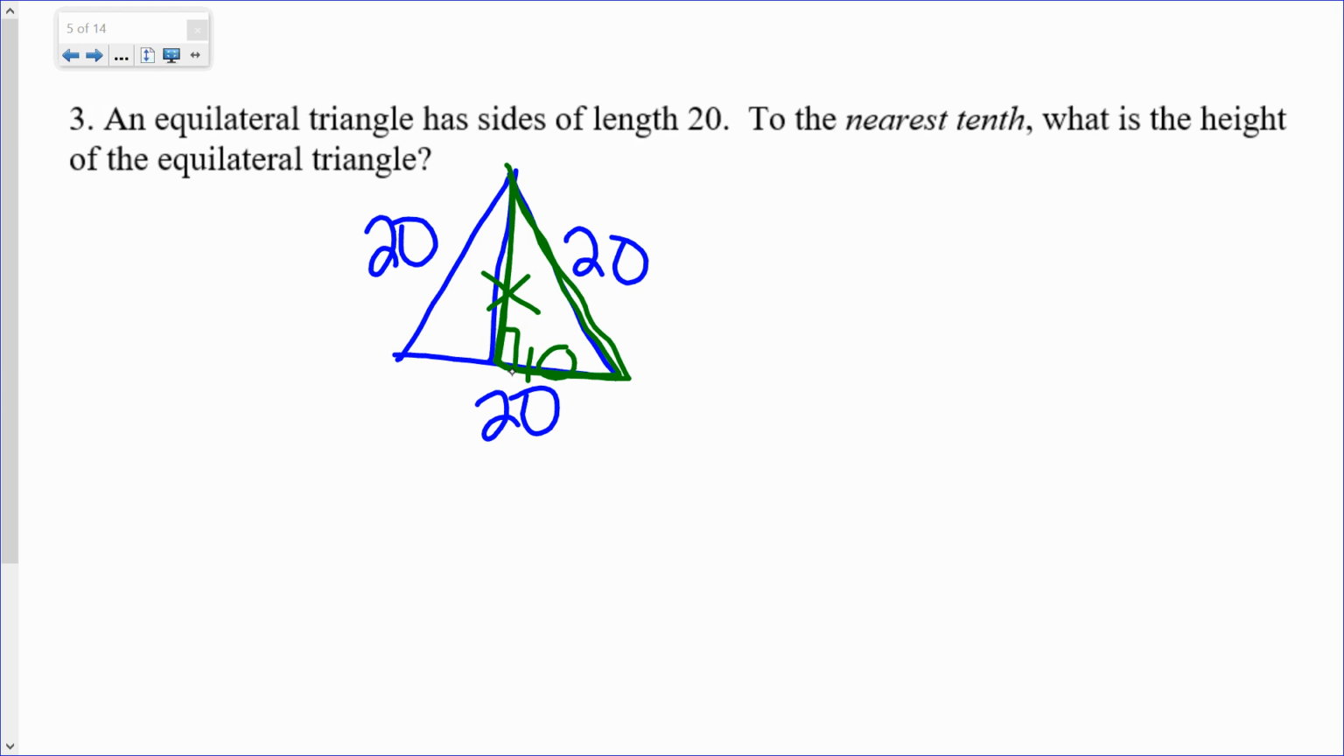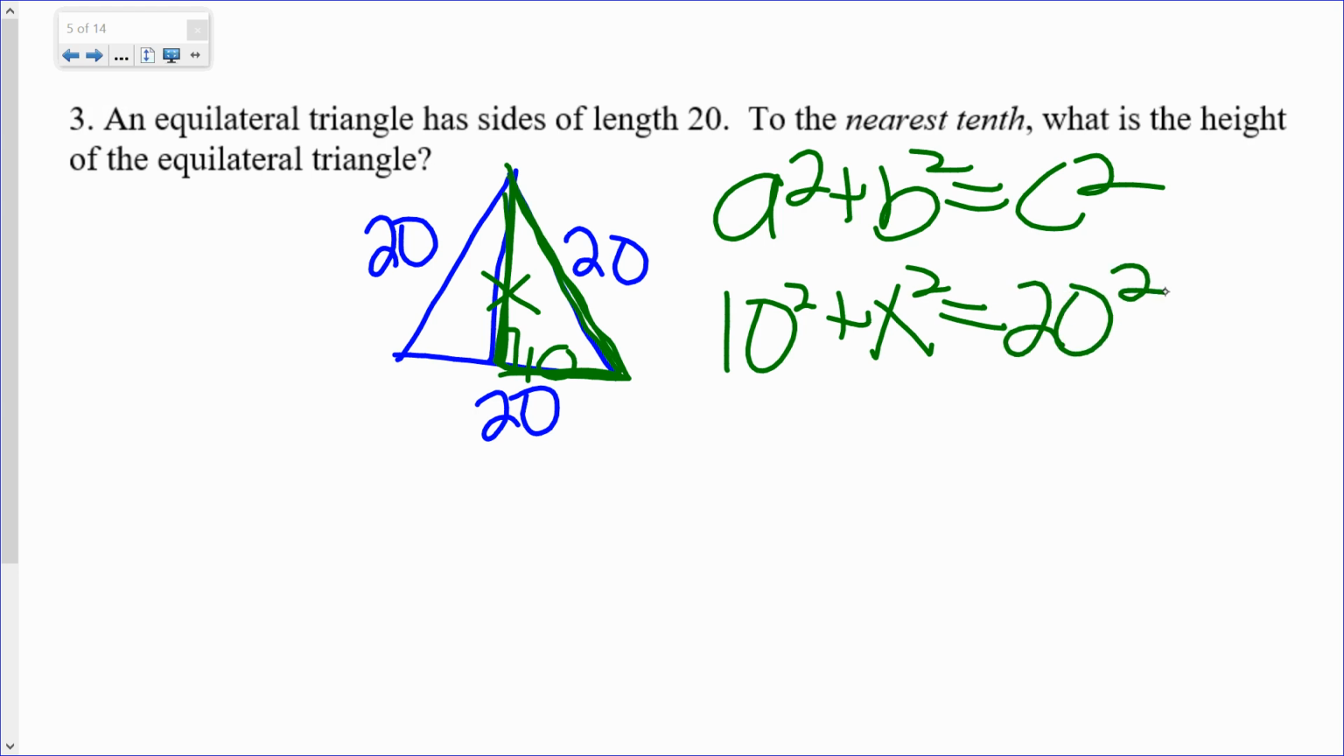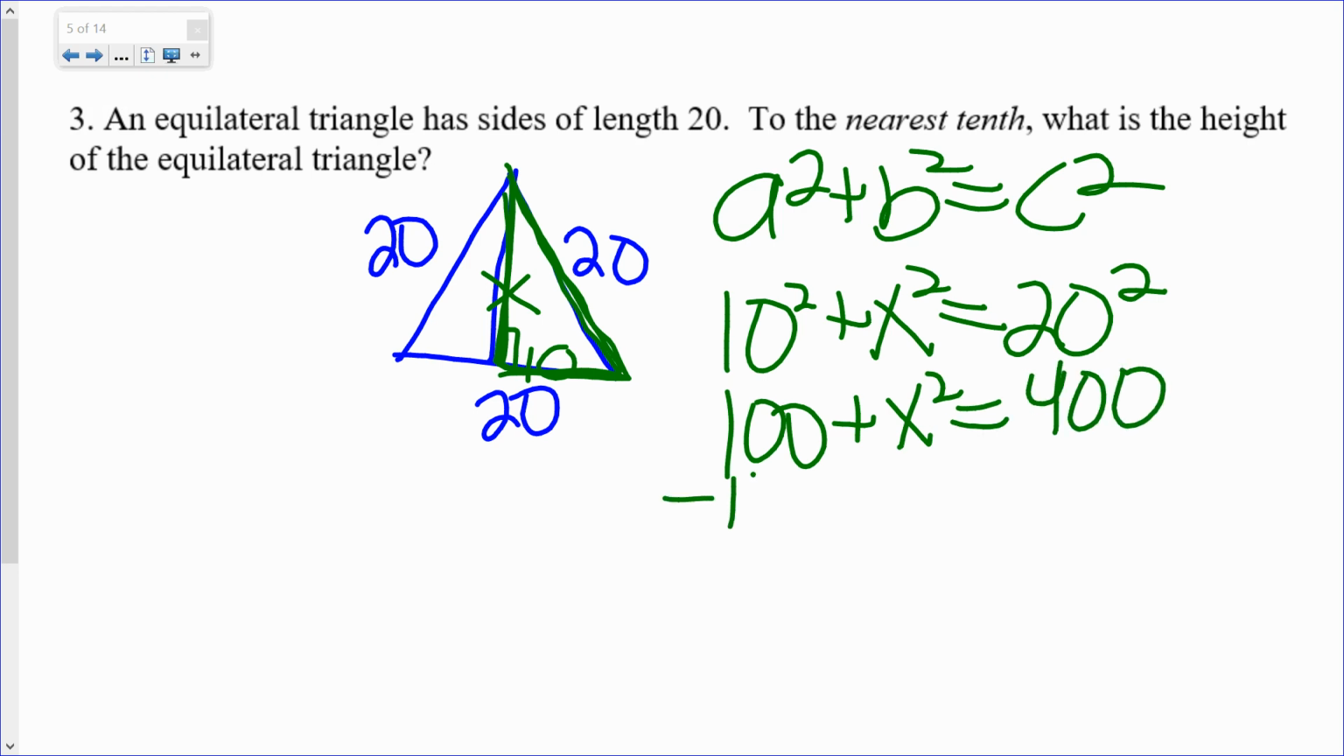Are there any angles involved? No. So since there are no angles involved, only sides, I'm going to use Pythagorean Theorem, a squared plus b squared equals c squared. The legs are 10 and x. The hypotenuse, the long slanted side, is 20. A and B are interchangeable, but the hypotenuse C, the long slanted side, has to be 20. 10 squared is 100. 20 squared is 400. To solve for x, I'm going to subtract 100.